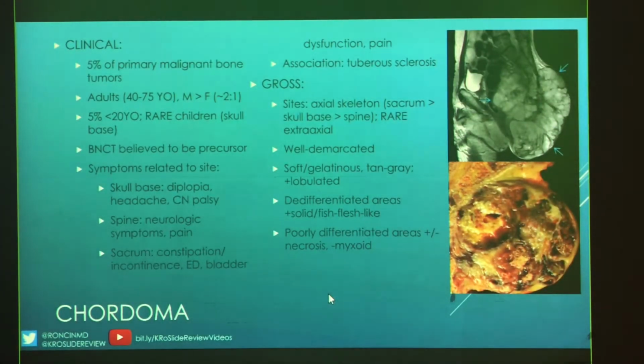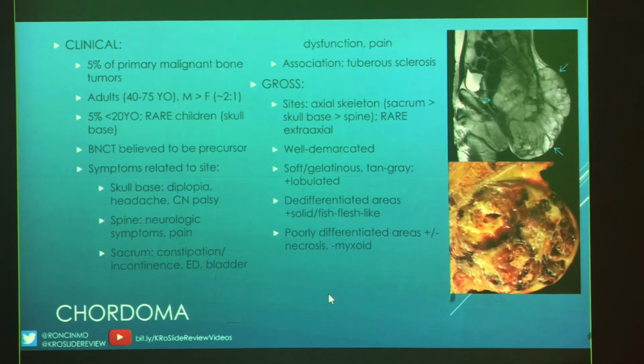Okay, chordoma, 5% of primary malignant bone tumors, mainly affecting older adults, men more than women, and we're not surprised by that in the bone soft tissue realm. Less than 5% of them will occur in people under the age of 20. They are extremely rare in children, but when they do occur, you should look for a lesion at the skull base. B&ST is believed to be the precursor, but we don't really know what the precursor is for these.